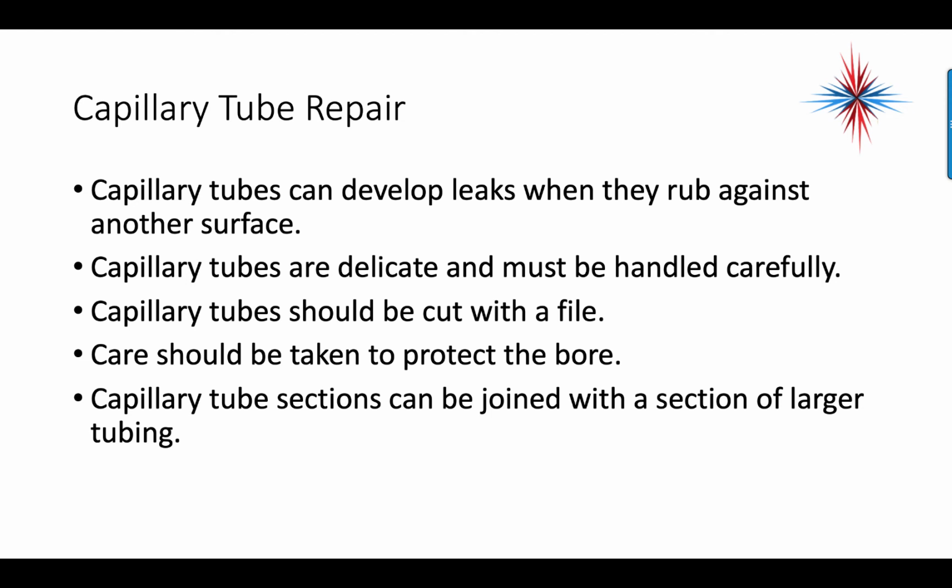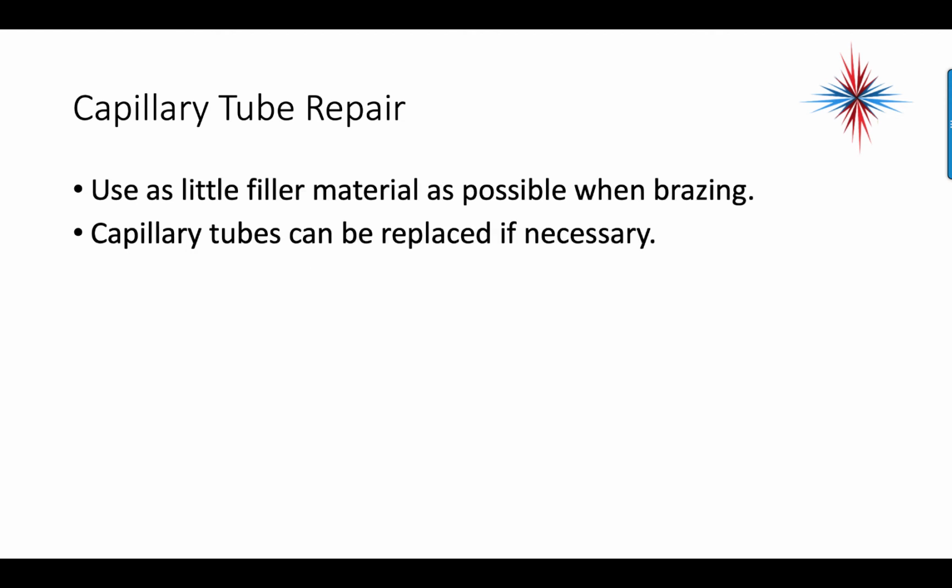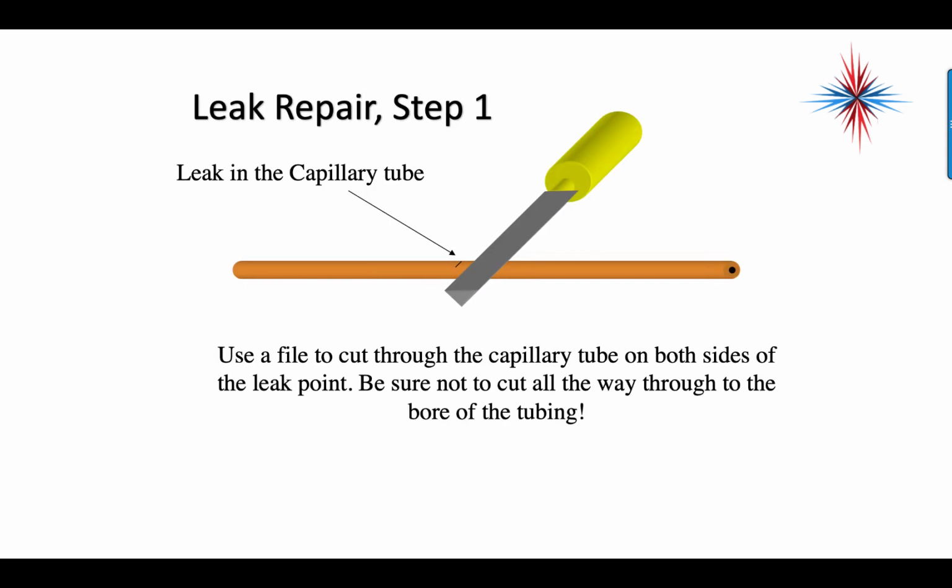Capillary tubes can develop leaks when they rub against another surface. Cap tubes are delicate and have to be handled very carefully. Capillary tubes should be cut with a file, and you need to take real care to protect the bore. That's the center portion, the hole down the capillary tube. It's very, very small. Cap tube sections can be joined with a section of larger tubing. Use as little filler material as possible when brazing. Cap tubes can be replaced if necessary.